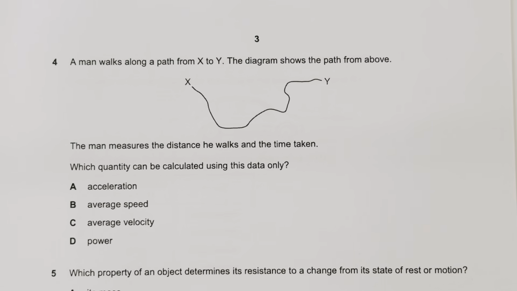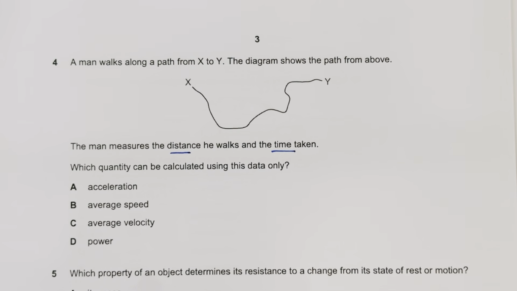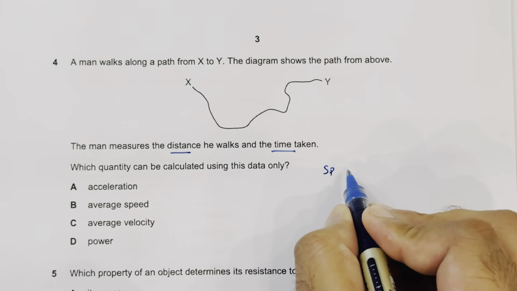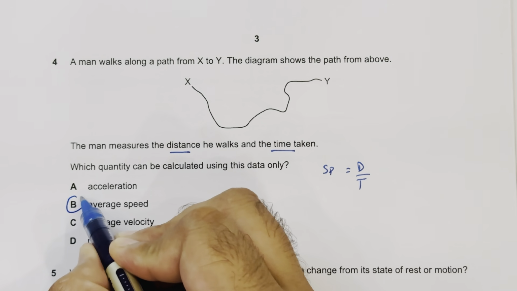Moving to question number 4. Question number 4 is that a man walks along a path from X to Y. The diagram shows the path from above. The man measures the distance he walks and the time taken. Which quantity can be calculated using this data only? We are provided with distance and time, and with distance and time we can calculate speed. The speed formula is distance over time, and we can calculate average speed. So our answer should be option number B. This was an easy question.